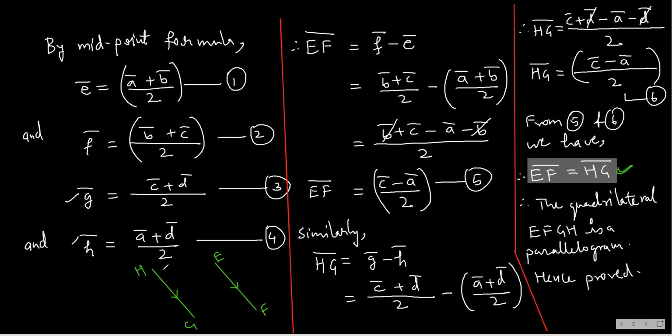Now if I join E with H, and G with F, see what I am getting. Am I not getting a parallelogram? Yes, see, this is a parallelogram. So if you have proved this, you have actually completed the solution. I hope you have followed this.